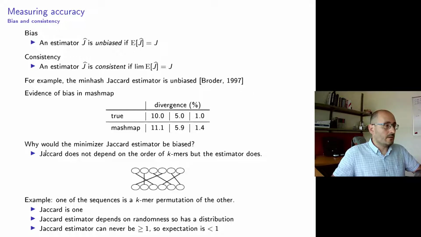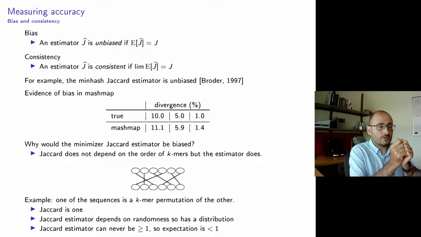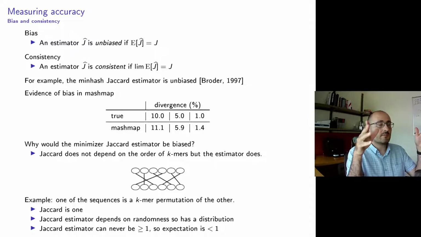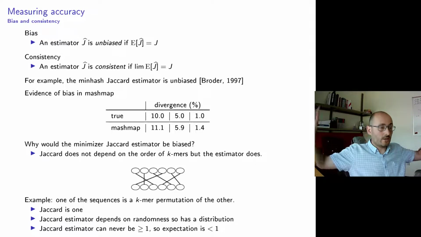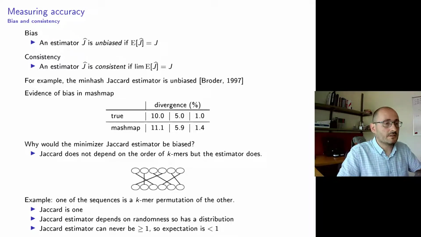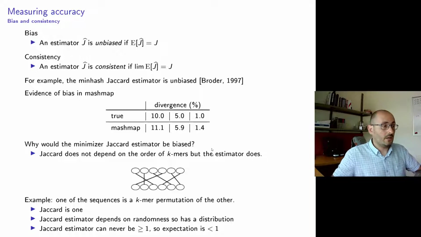Well, one intuition, but not the whole picture, is that the Jaccard similarity does not depend on the order of k-mers. It's just an intersection between sets. However, the estimator does depend on, and is sensitive to, the order of k-mers. That is because whether a k-mer makes it into a sketch or not depends on the k-mers in its nearby window. So how the k-mers are laid out along the whole sequence all of a sudden makes a difference. I can make this example very concrete.